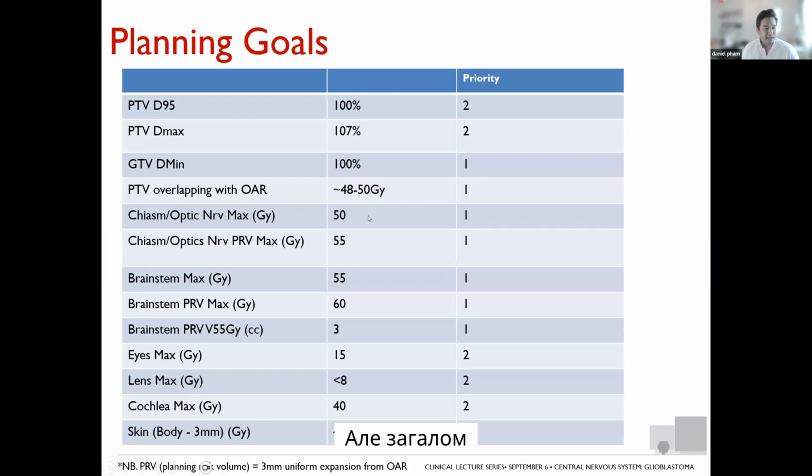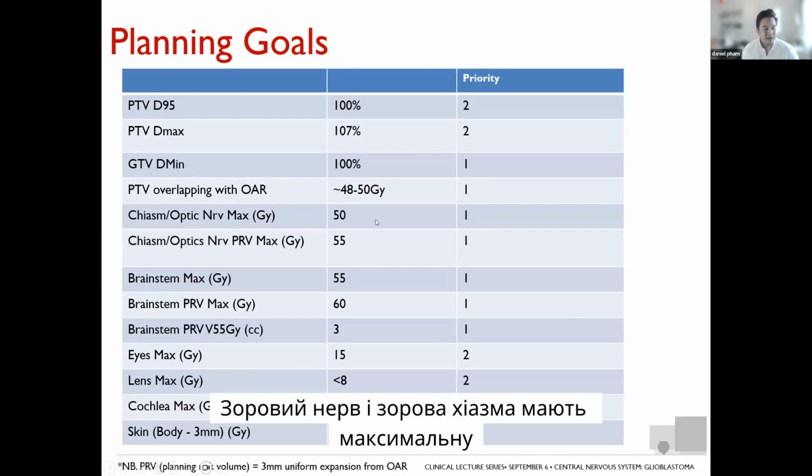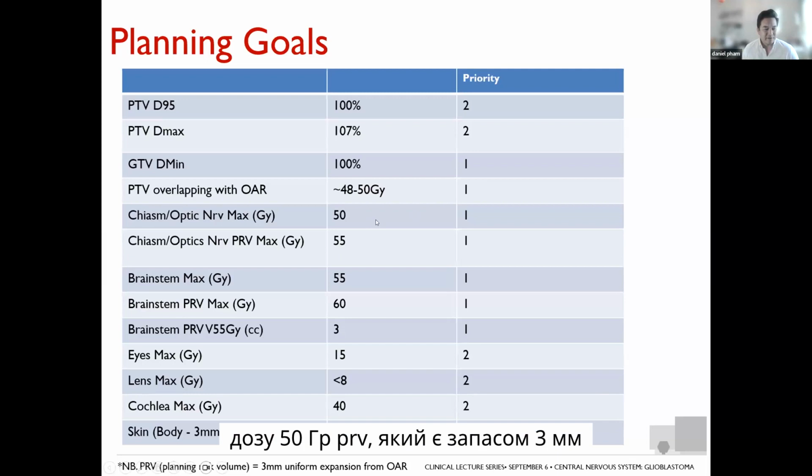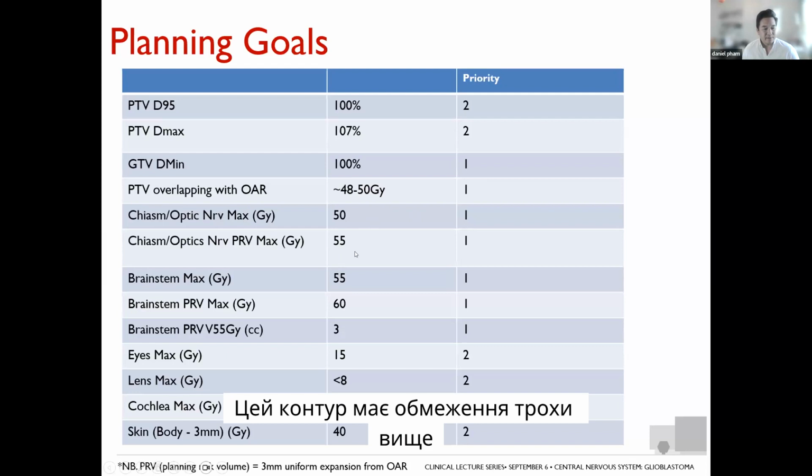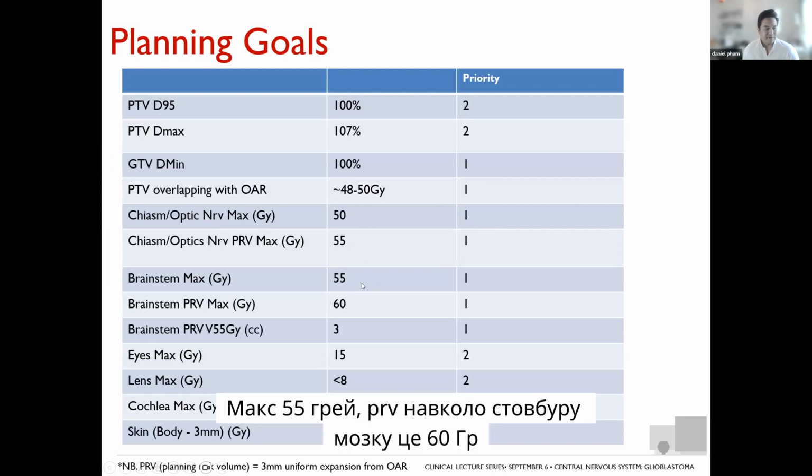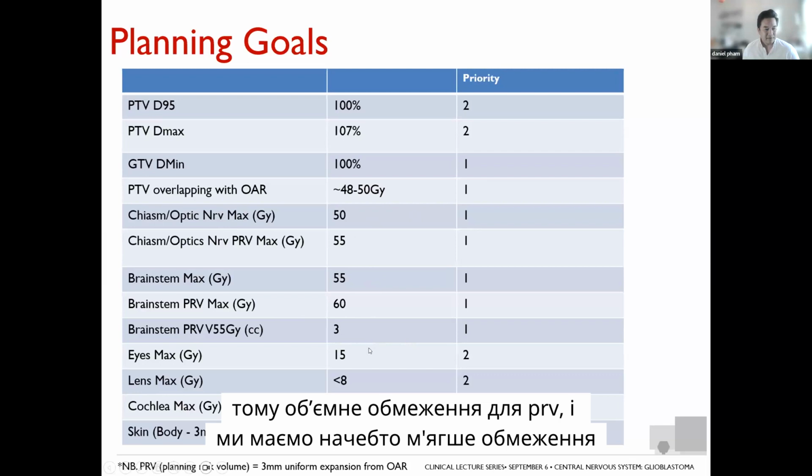But in general, the optic nerves and optic chiasm have a max dose constraint of 50 gray. The PRV, which is a 3 millimeter margin around the true organ, this contour has a constraint a bit higher, around 55 gray. Brainstem max is 55 gray. The PRV around the brainstem is at 60 gray. And there's also a volumetric constraint to the PRV.